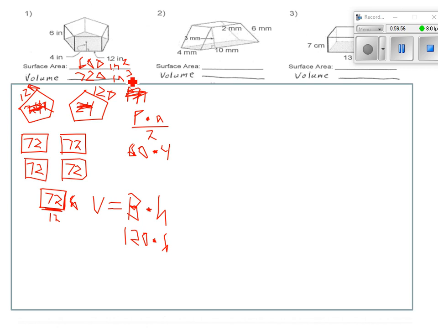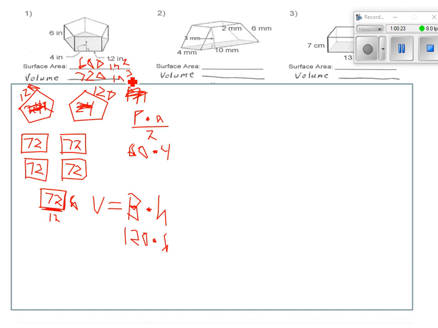So in our trapezoid, we'll call this base 1. How long is base 1? 2. How long is base 2? 10. So in here we're going to put in 2 and 10. What's the height of the trapezoid? 3. Does everybody see that? Remember, height's always going to be given with that right angle right there.